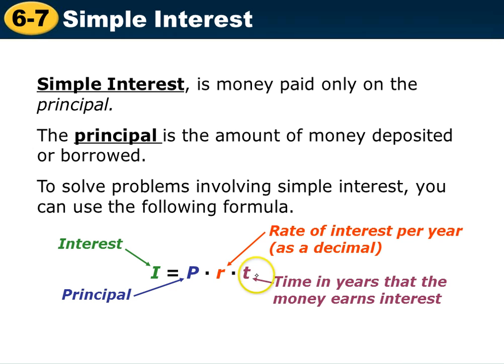And then you have time. Time needs to be converted to years for this formula to work. Let's say you're making an investment for 9 months, then you need to convert those 9 months to years, which will be 3/4 years or 0.75. So time, very important, needs to be in years. The rate needs to be a decimal.